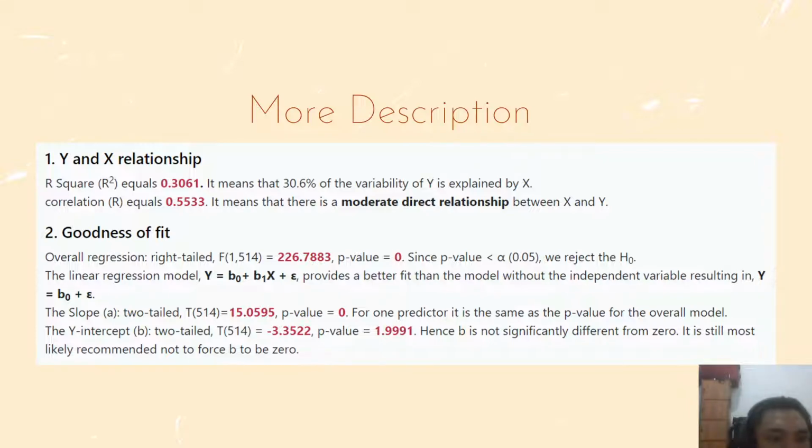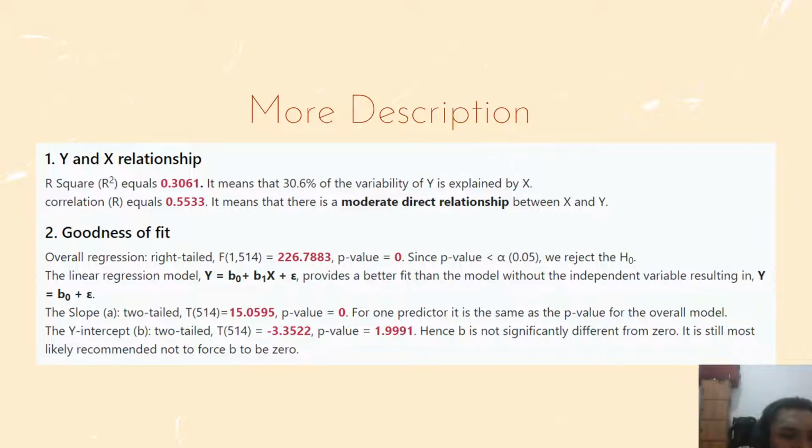And the correlation or the R value equals 0.5533. It means that there is a moderate direct relationship between x and y. So there's actually a table as well for the regression analysis. So if the value is 0.5533, it means there's a moderate direct relationship.